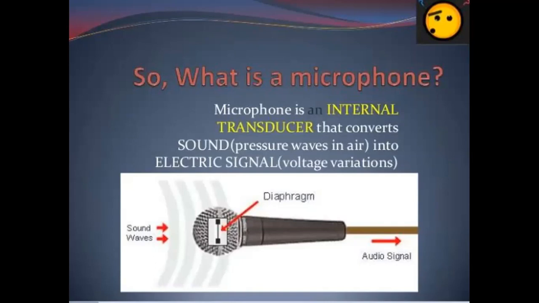A microphone is also an internal transducer that converts sound into electrical signals. You can see the diagram here. In this diagram, this is a diaphragm, that is the space for the sound waves, and this is the audio signal.